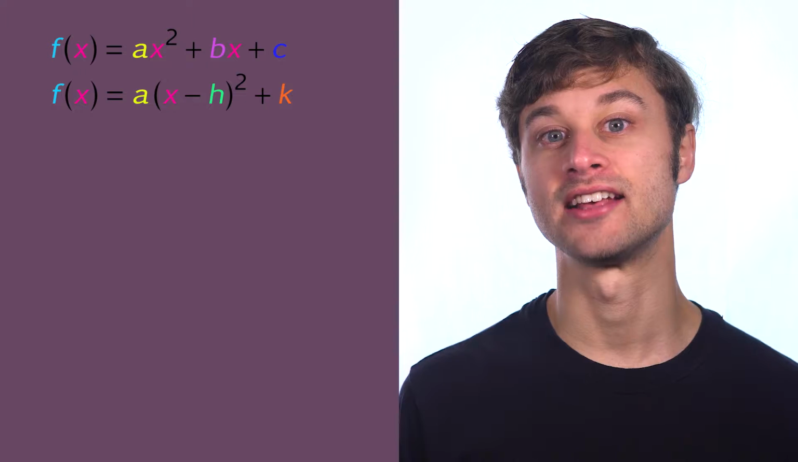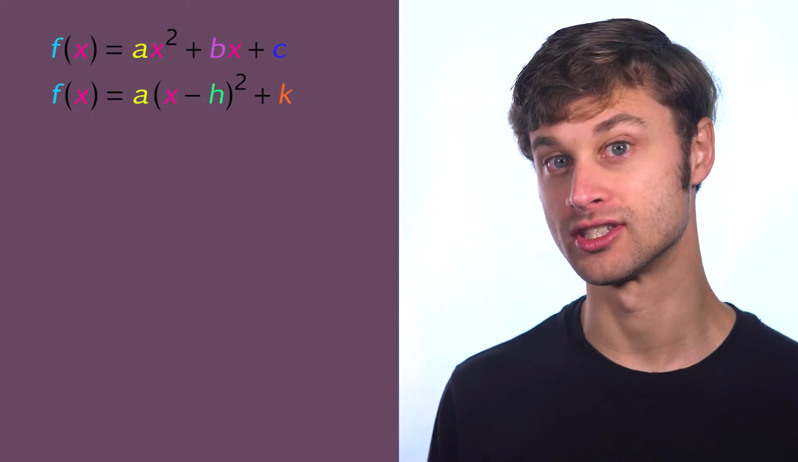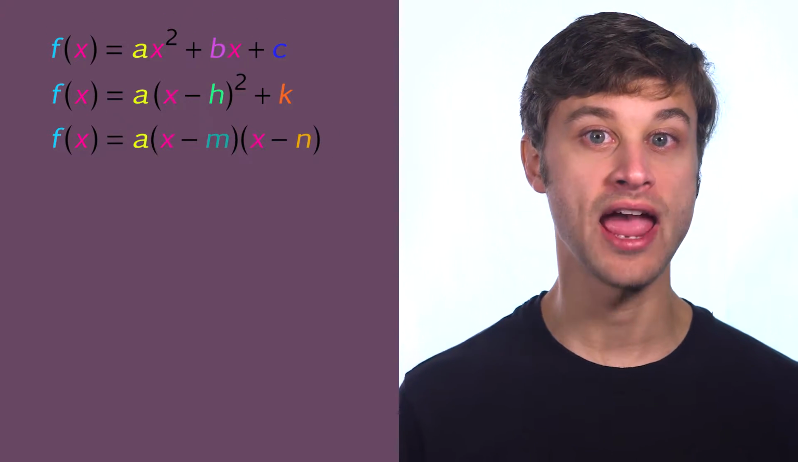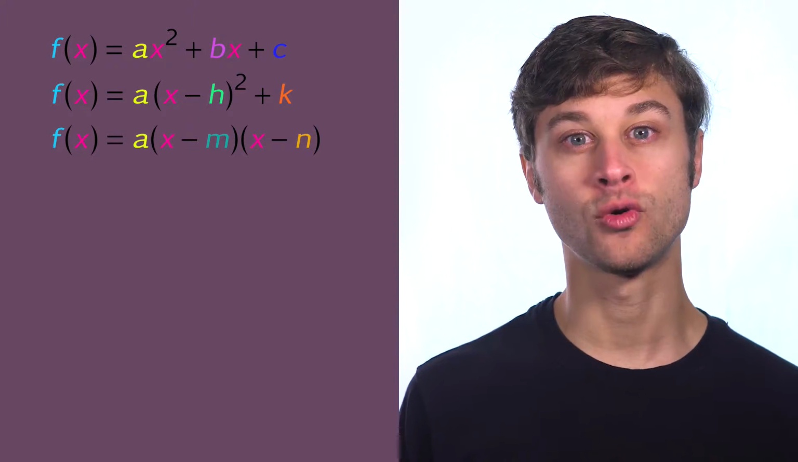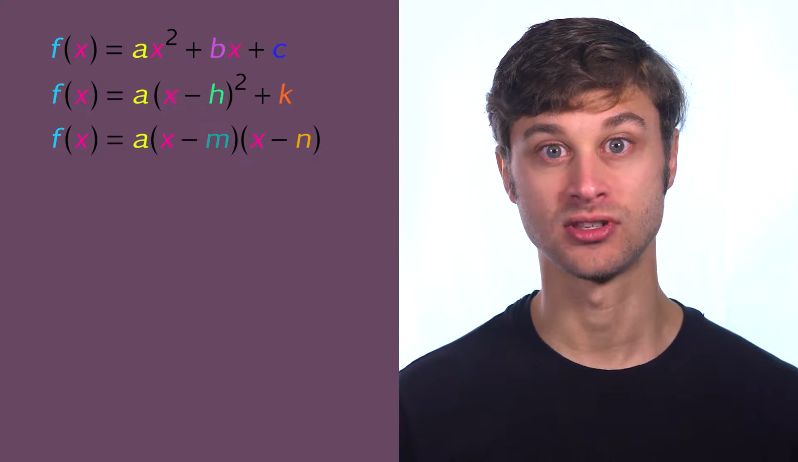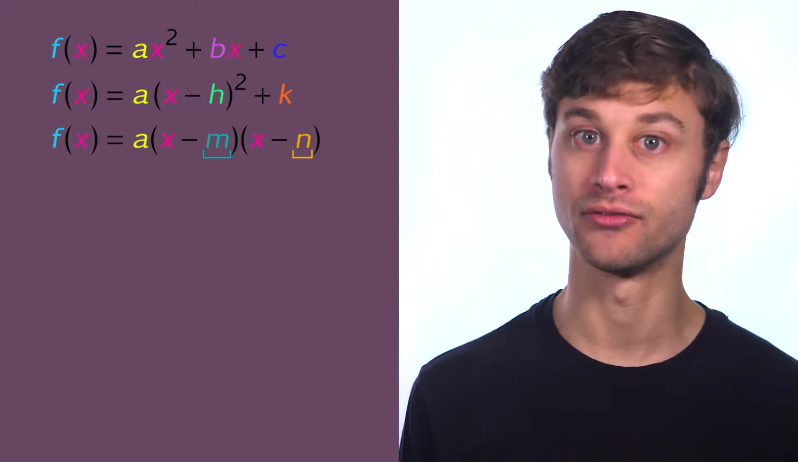Finally, I can write quadratics in a factored form, which looks like this. f(x) = a(x − m)(x − n). This form gives us our x-intercepts of the function, which would be m and n.